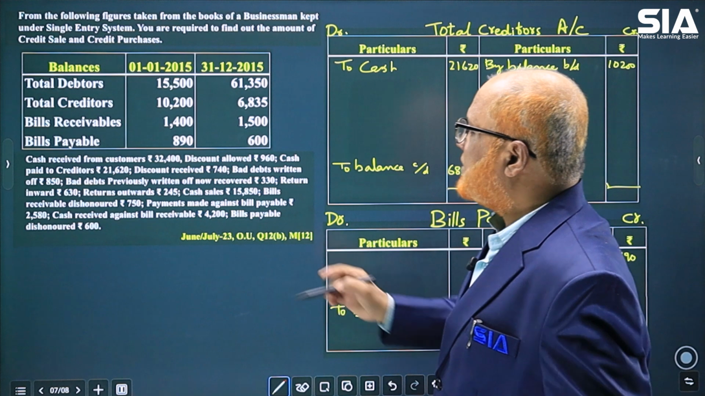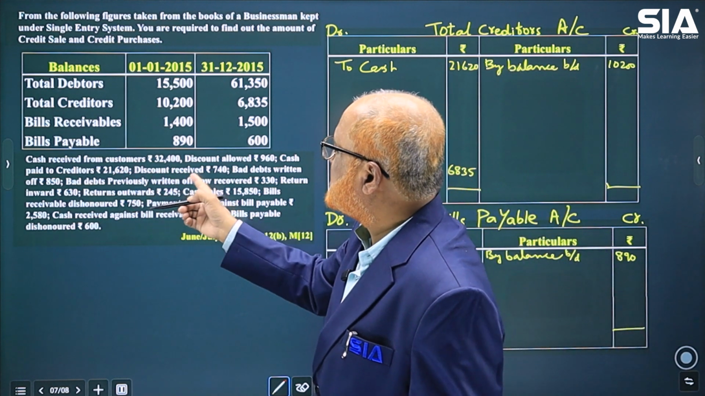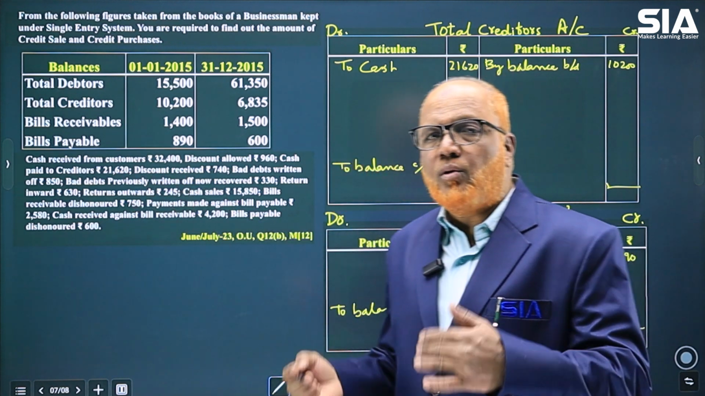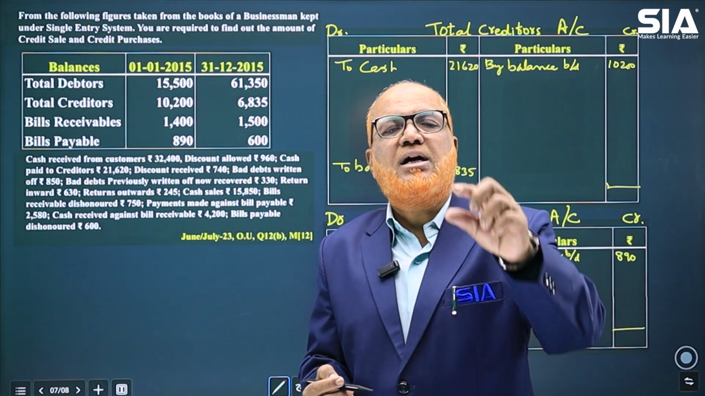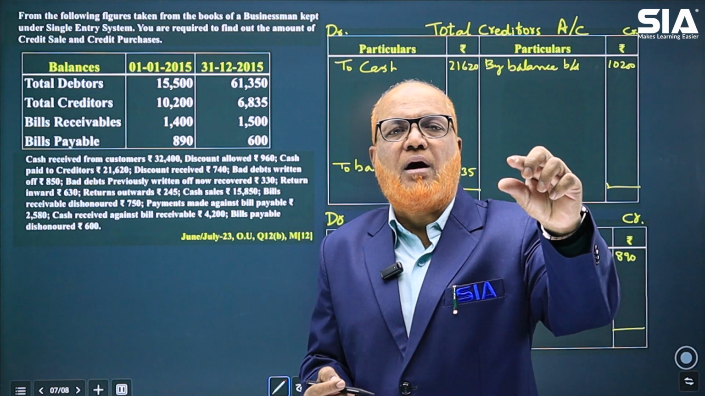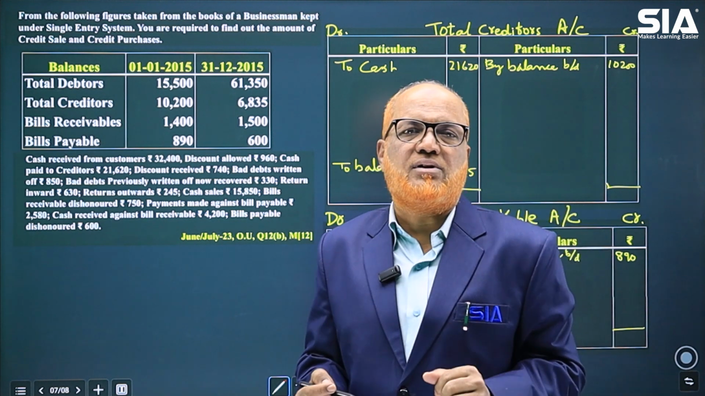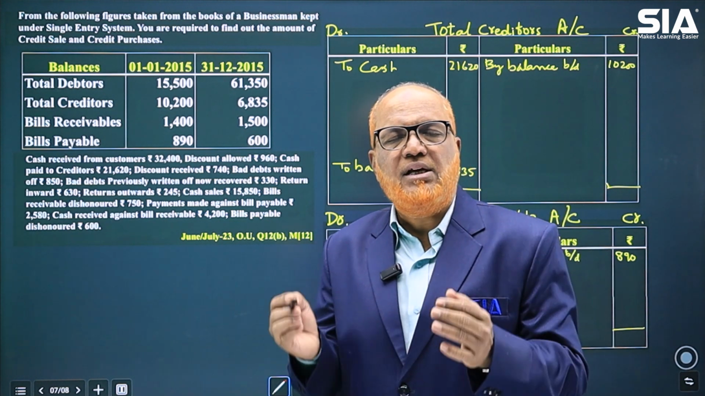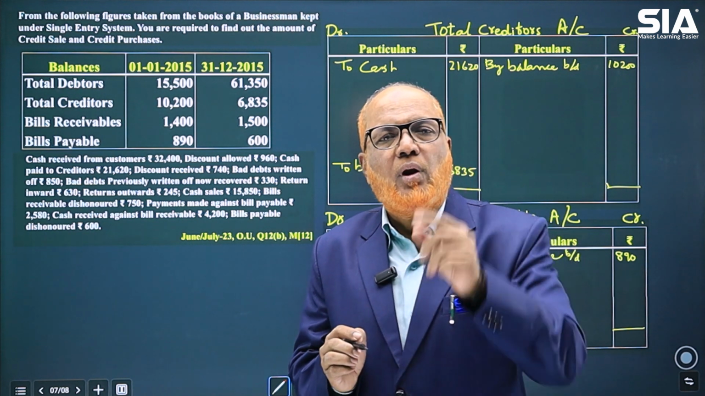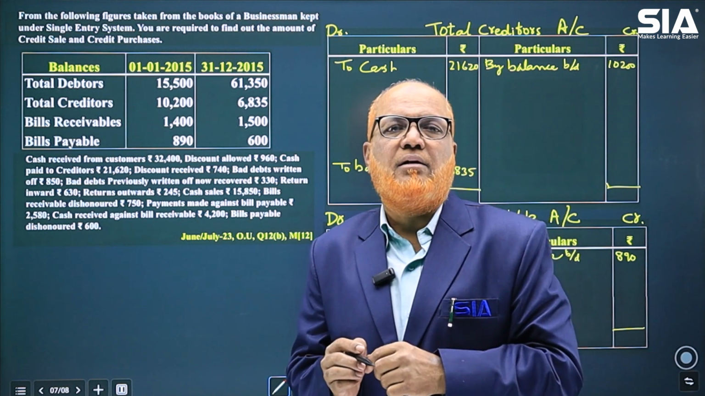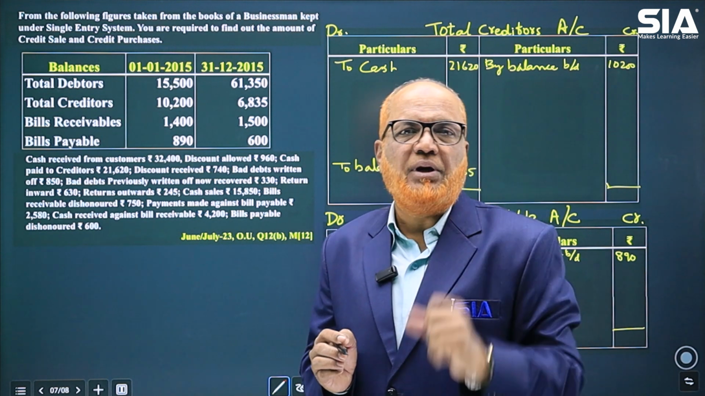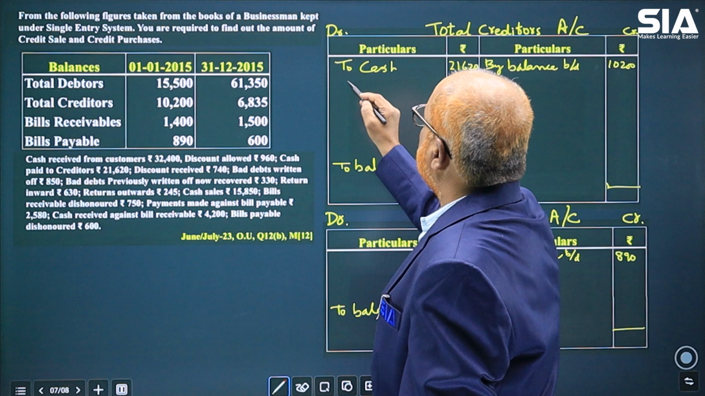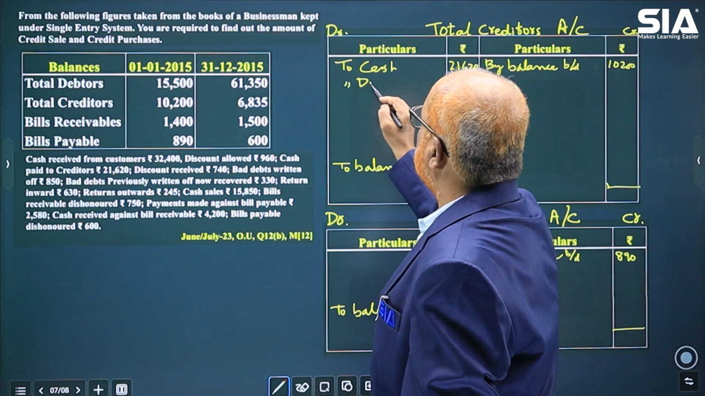21,620. Right? Similarly, discount received from creditors. So the entry will be creditors account debit to discount received. Remember, discount received is an income. All incomes should be credited. So discount received should be credited. Creditors should be debited. So creditors debit side to discount received.